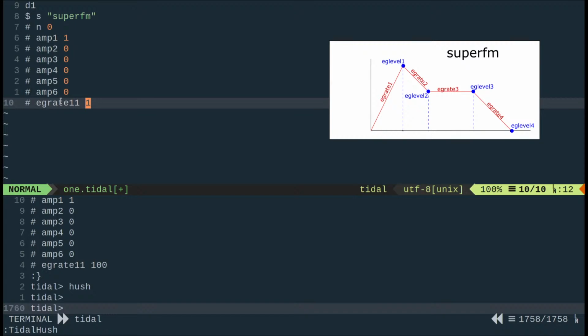So to make a slow crescendo, we'd put maybe 1. Let's hear it. Maybe if I put it slower, there you go. Now it goes all the way to 1 because all levels are set to 1 except level 4, which is 0 by default. If I put it to 10, it will be faster.